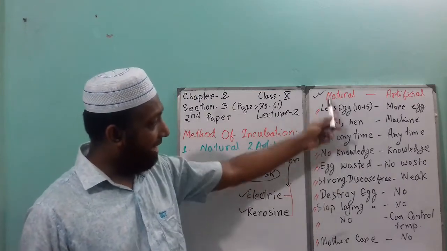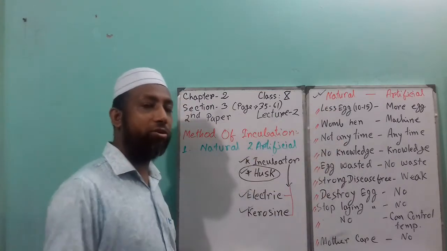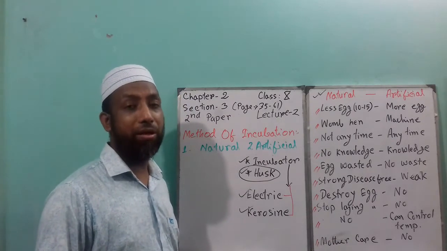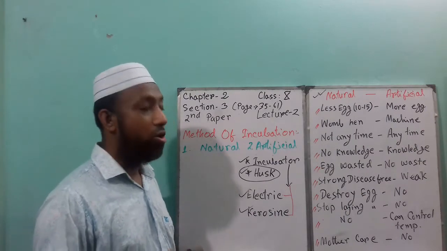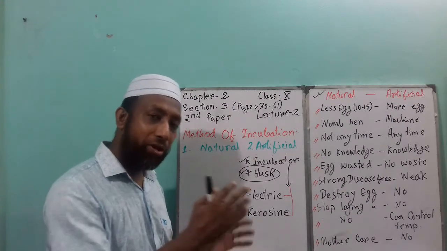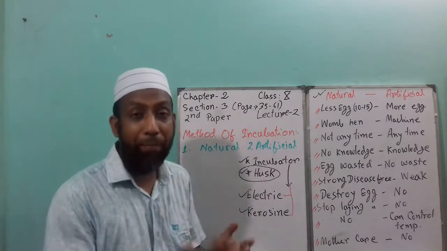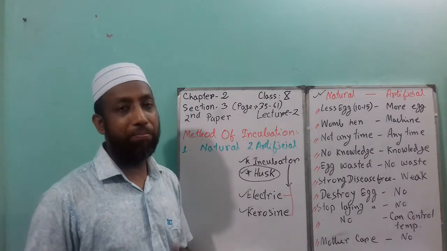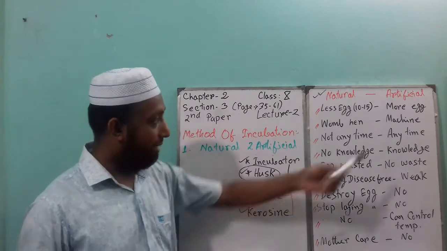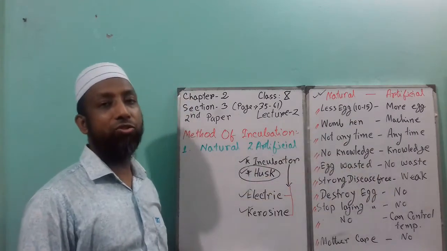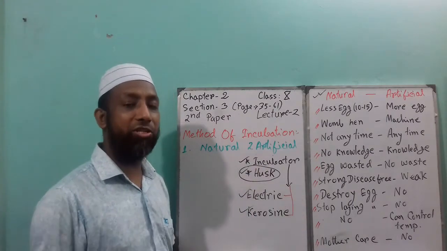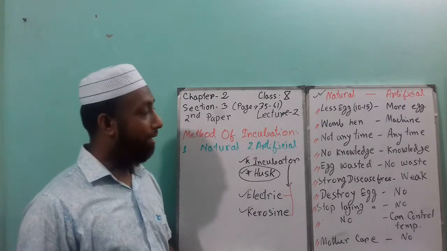Next point is, in the natural method, if you leave 10 or 15 eggs, it might destroy the egg or waste the egg. That means if the chicken jumps on top of the egg, the egg might be destroyed, broken or cracked. That time you wasted the egg. But in the artificial method, there is no chicken, nothing else. You leave the egg inside the machine, so there is no point of wasting the egg.